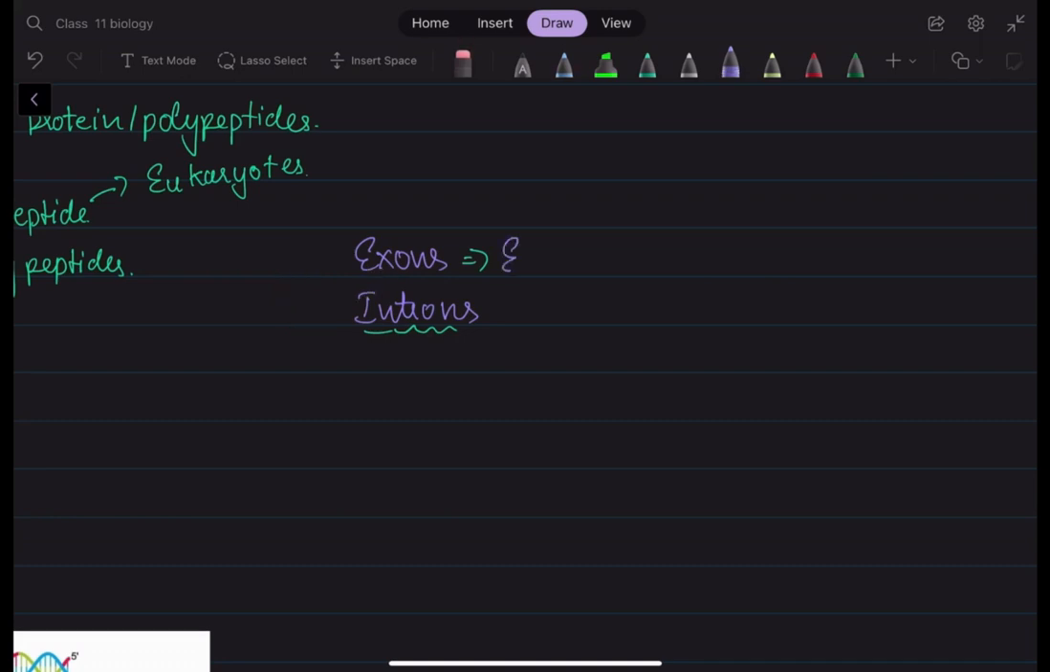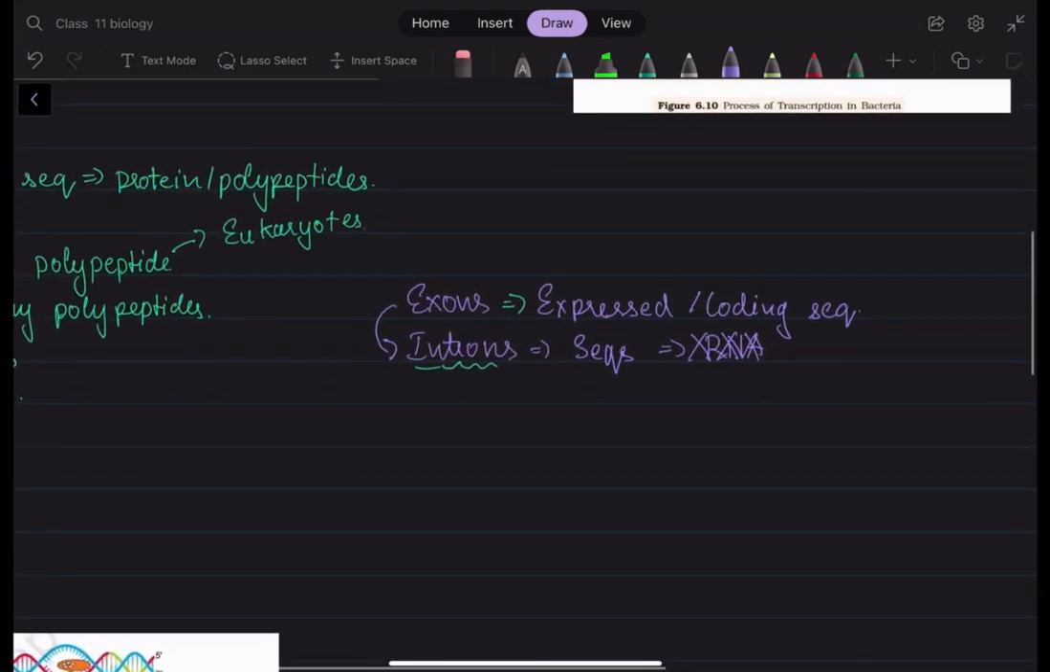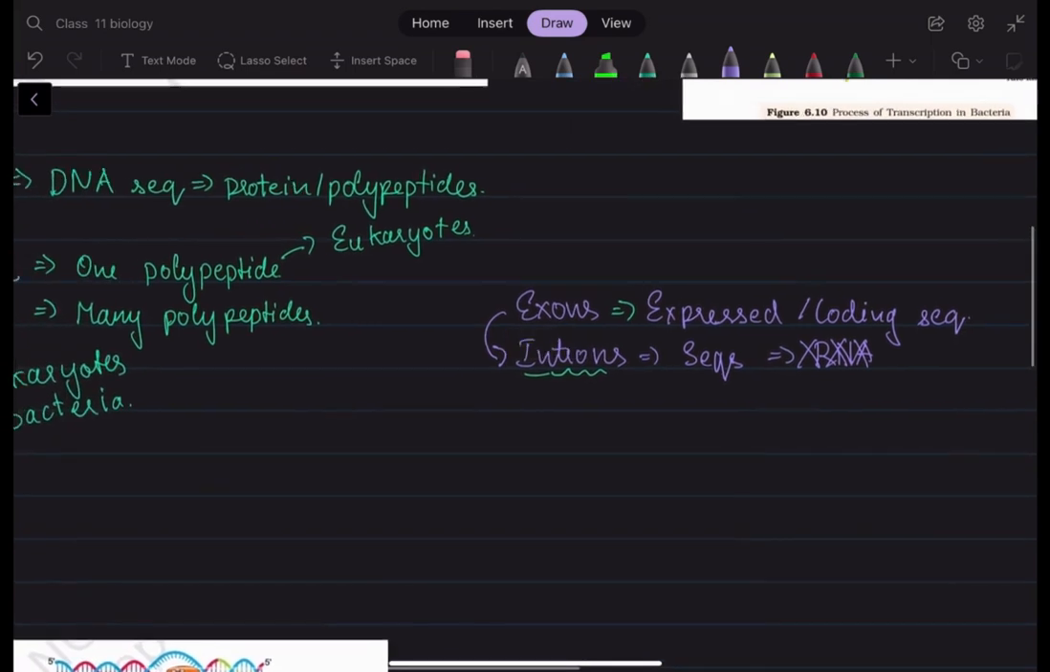So the expressed sequences, or the coding sequences, are exons, and these exons are interrupted with introns. So these are those sequences that are not required in the RNA, which will later be translated into proteins.